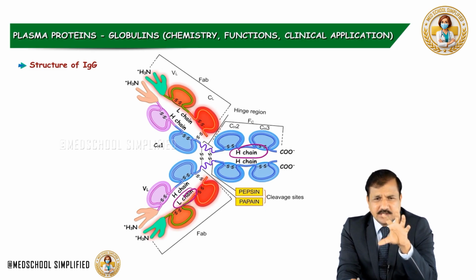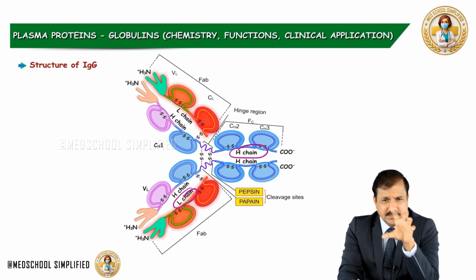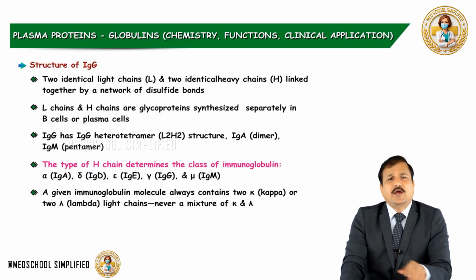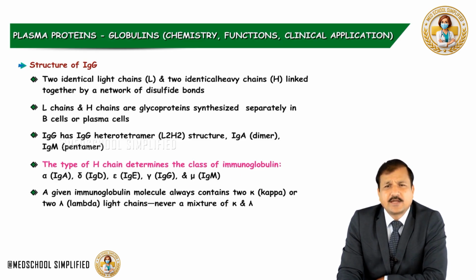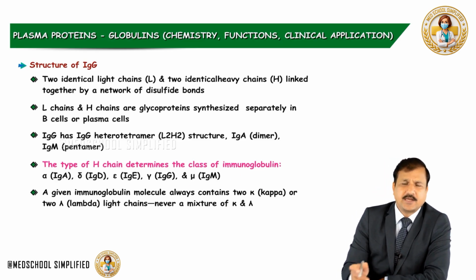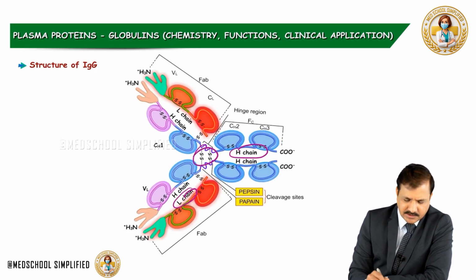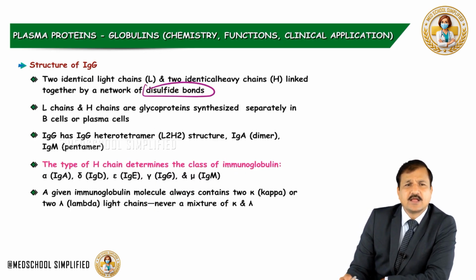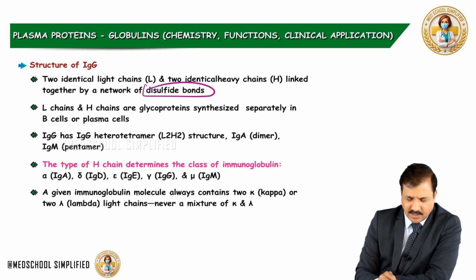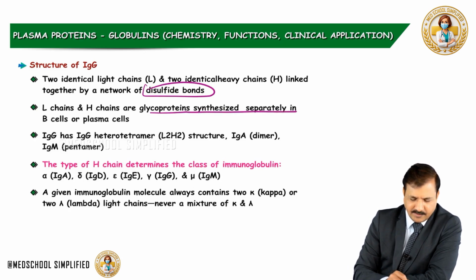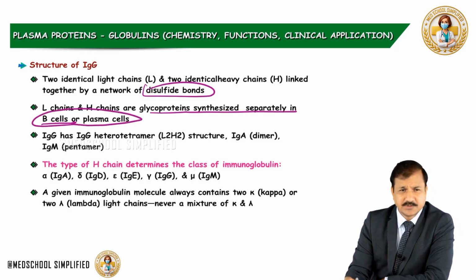So the thing that you are seeing here is the overall arrangement of immunoglobulin chains with the H and L chain, just for a general understanding of immunoglobulins. So 2 identical light chains and 2 identical heavy chains are linked together by a network of disulfide bonds, as you see here. So there are disulfide bonds that are linking heavy and light chains in immunoglobulins. And L and H chains are glycoproteins which are synthesized separately by B cells that are plasma cells.